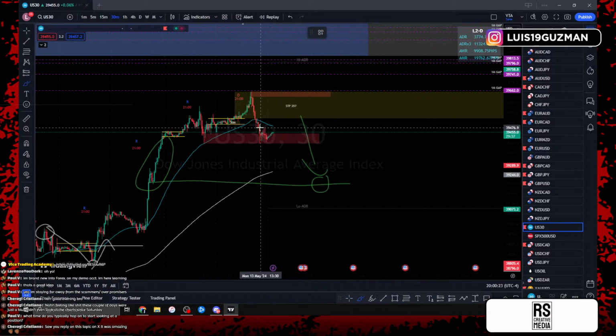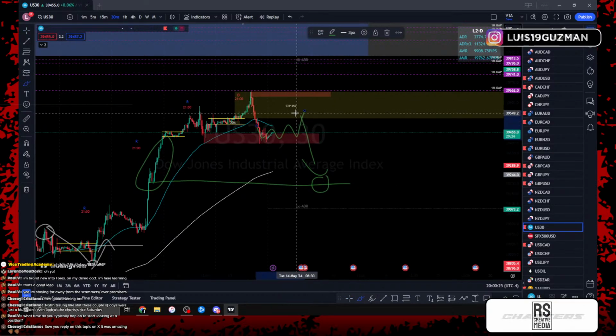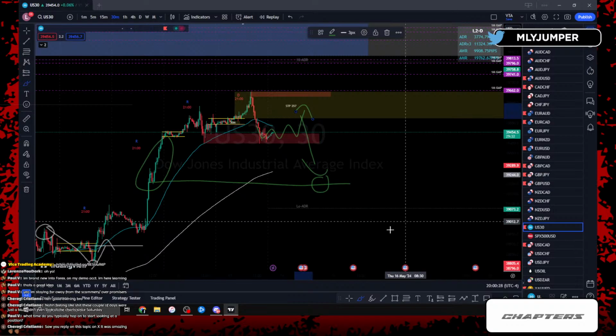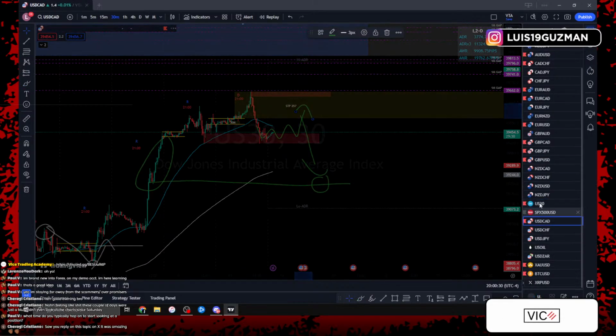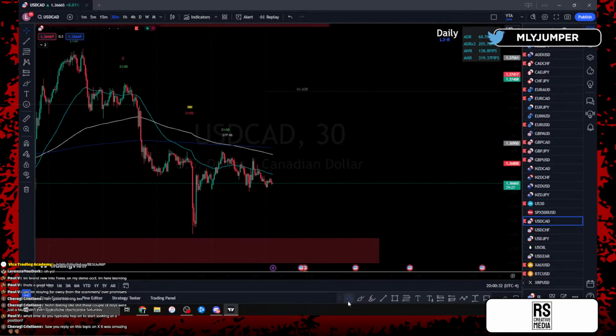If price gives us a fake out, then we know it's going to be something like this to continue the push to the top side. But we still have to wait it out. Obviously, US30 is a pair we want to wait for the NYC session.